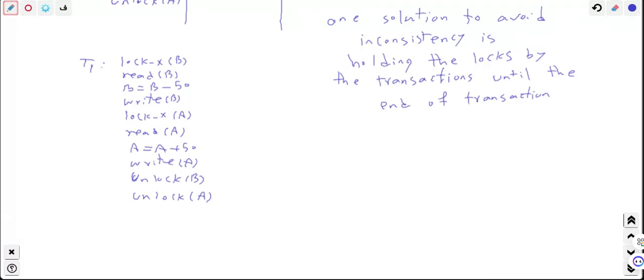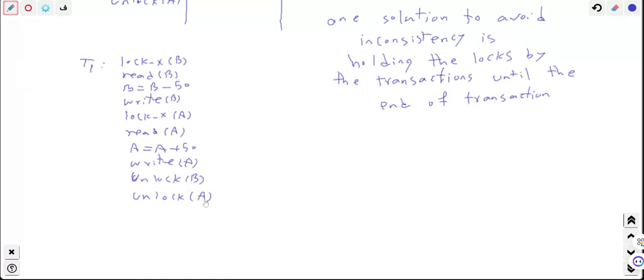Okay, this is a solution, and by this solution, we do not have inconsistency. We do not have schedules that are inconsistent. But it is not good, because if a transaction holds locks until the end of the transaction, the other transaction cannot get their locks, and should wait until the transaction is finished and unlocks and frees the locks.